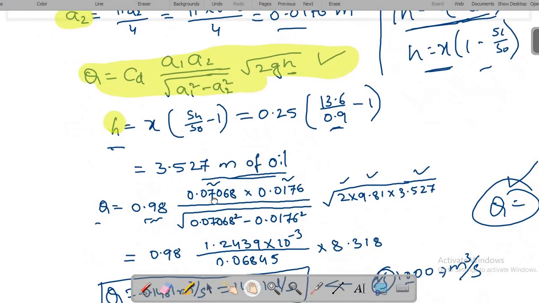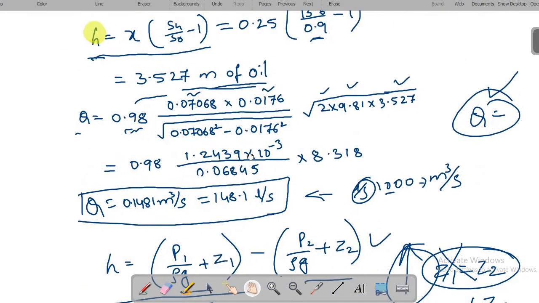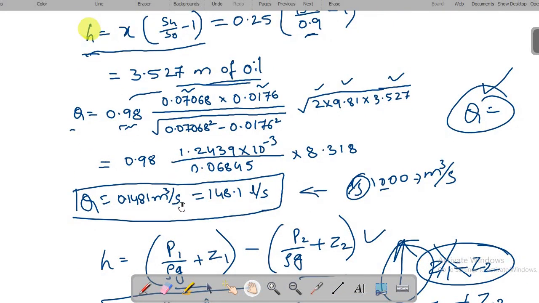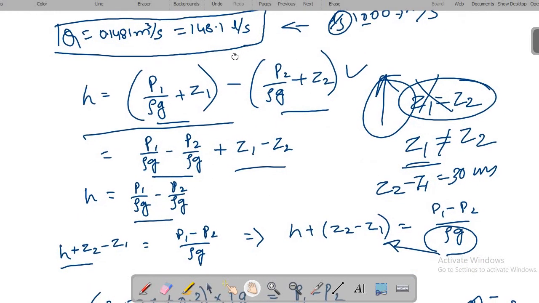From that, I got the equation H is equal to X into (SH divided by S0 minus 1), and the answer is 3.527 meter of oil, remember. Next I substitute in the Q, and I get the Q value as 0.1481 meter cube per second, which is 148.1 liters per second. Next part is calculating the P1 minus P2 value.